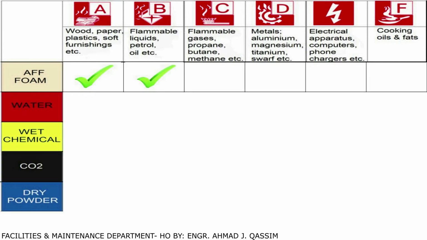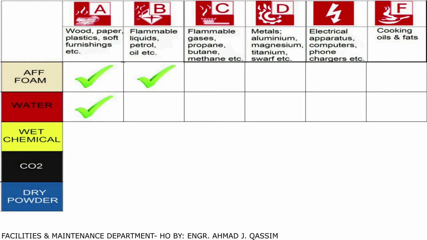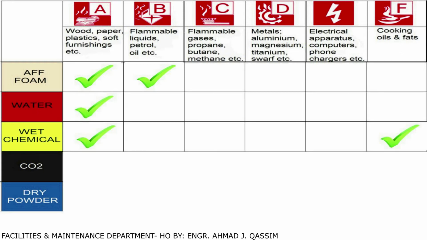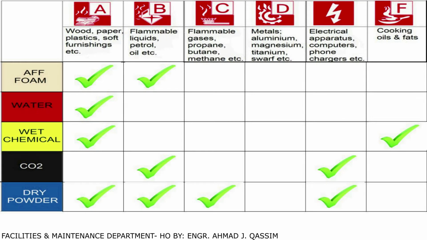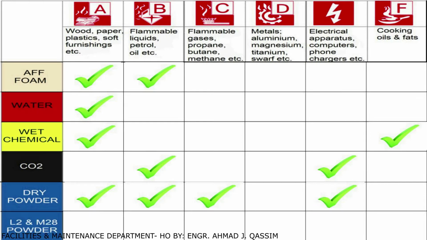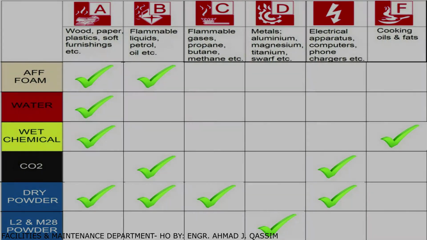This table represents the suitability of each fire extinguishing agent with respect to each fire classification. We all need to familiarize ourselves with this for our own safety and security. An agent, L2 and M28 powder, is specialized for Class D fire.